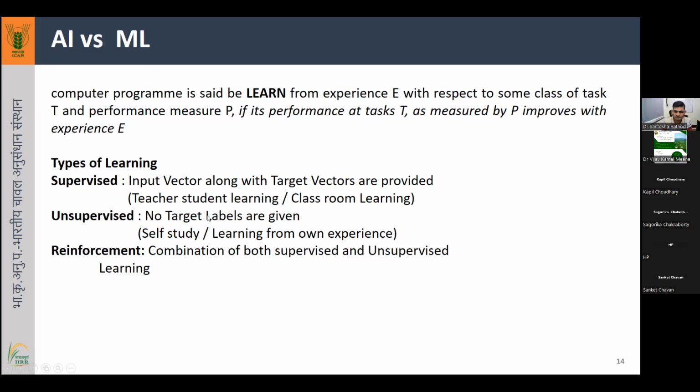Based on the availability of the target variable and input variable, we need to choose suitable models. And sometimes for some data we have the target variable, and for some data we don't have a target variable. Such learning we call reinforcement learning. It is a mixture of both supervised as well as unsupervised learning, right? So for some part you do self-study, and for some you take the help of your friends or a teacher. Such kind of learning we call reinforcement learning.